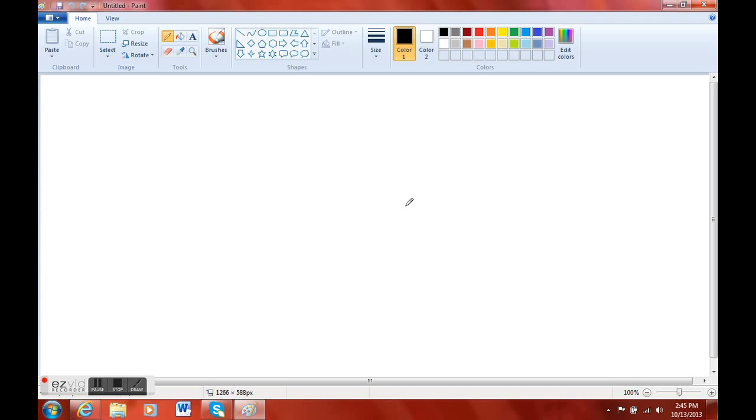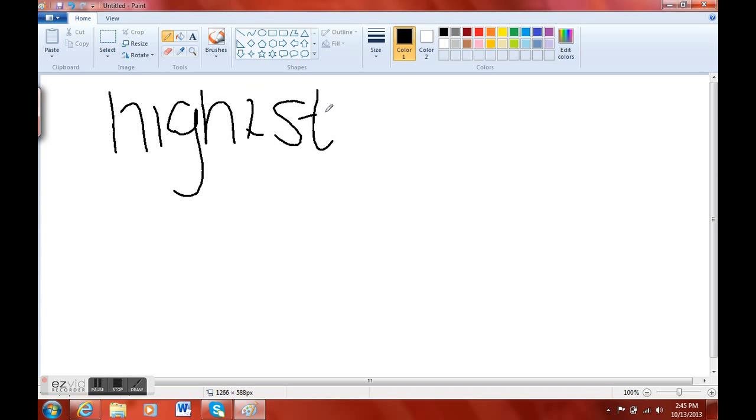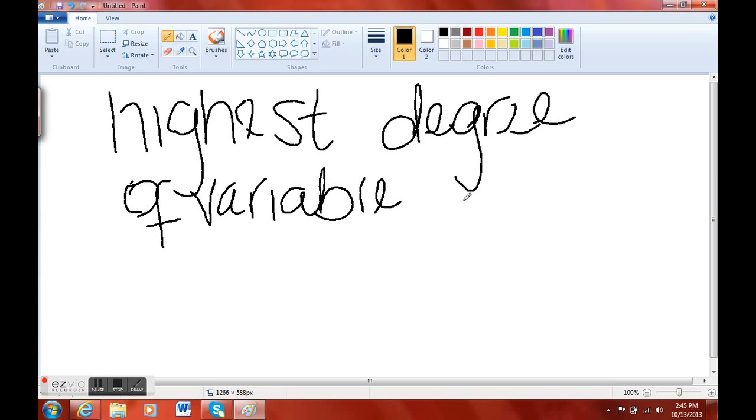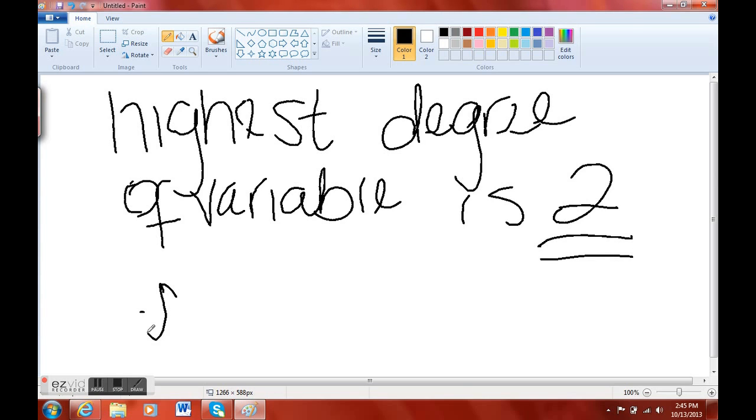A quadratic equation is simply an equation where the highest degree of x is 2. x is the variable, so the highest degree of the variable is 2. This simply means that the greatest exponent in the equation is definitely going to be 2. It can't be greater than that.